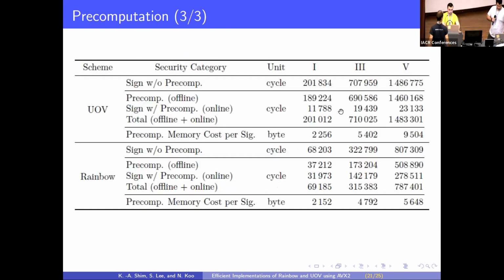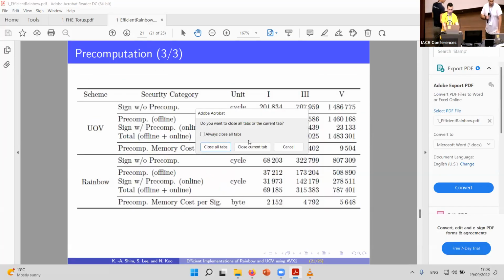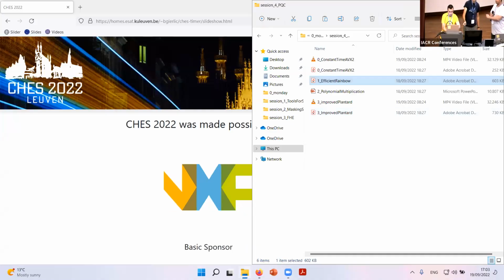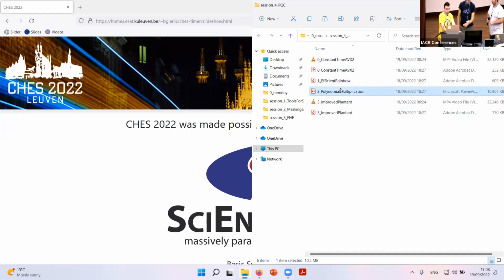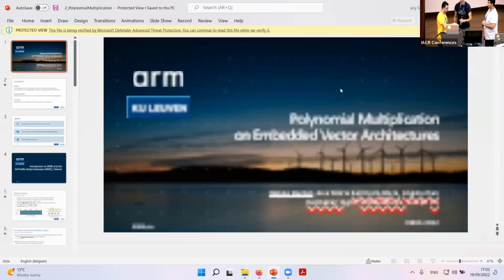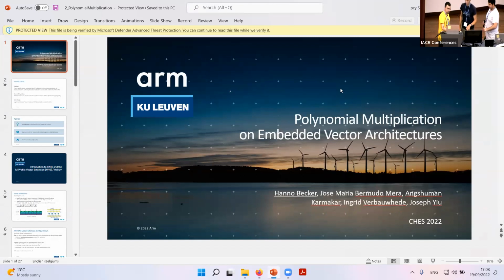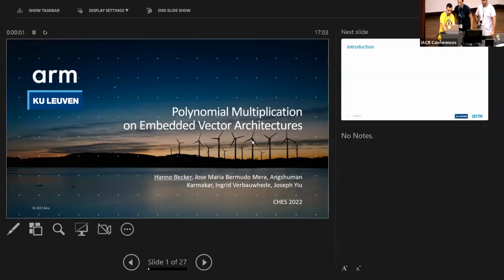And then we go to the next talk, which is polynomial multiplication on embedded vector architectures. Hanno is going to give the talk. Do you want to use this to play? You can play, but you're going to talk into that one. Do you want to see the presenter's notes? Okay. Yeah, thank you.